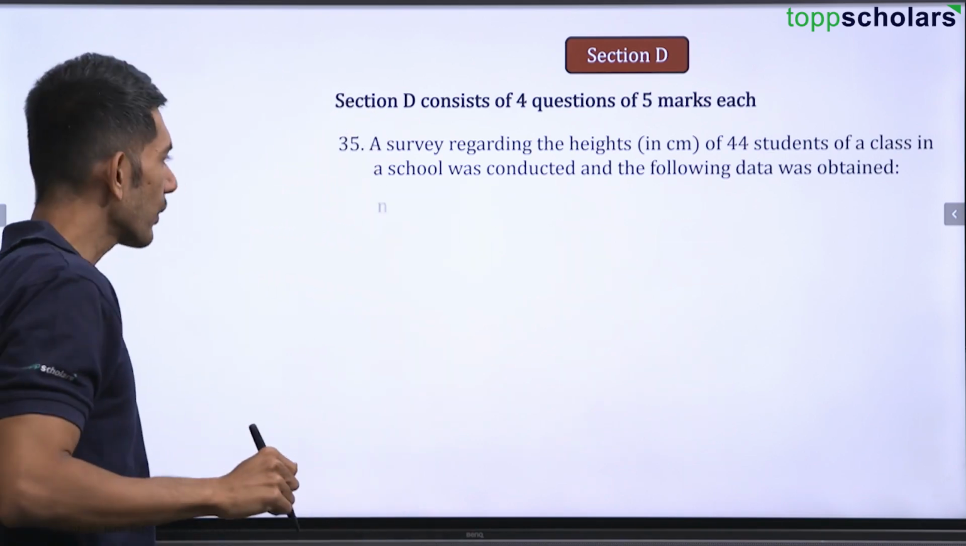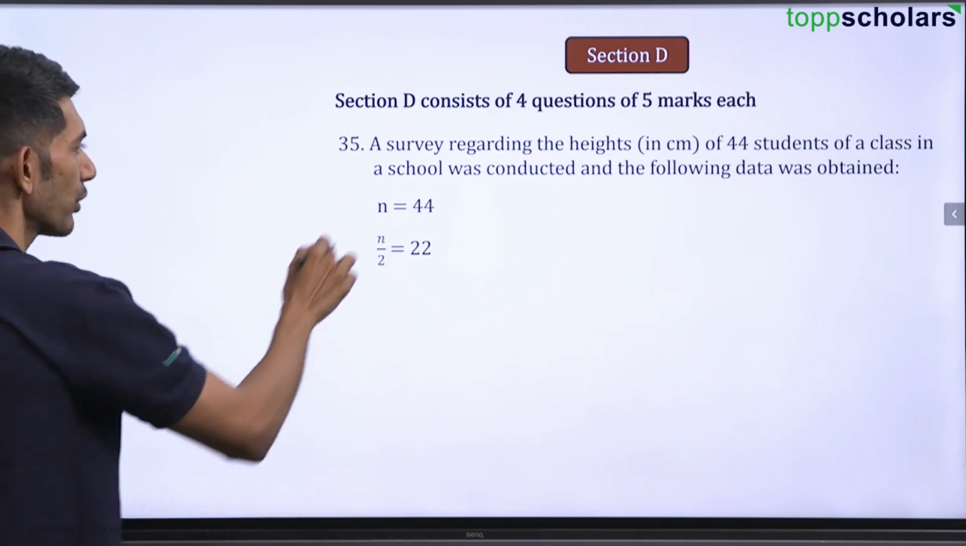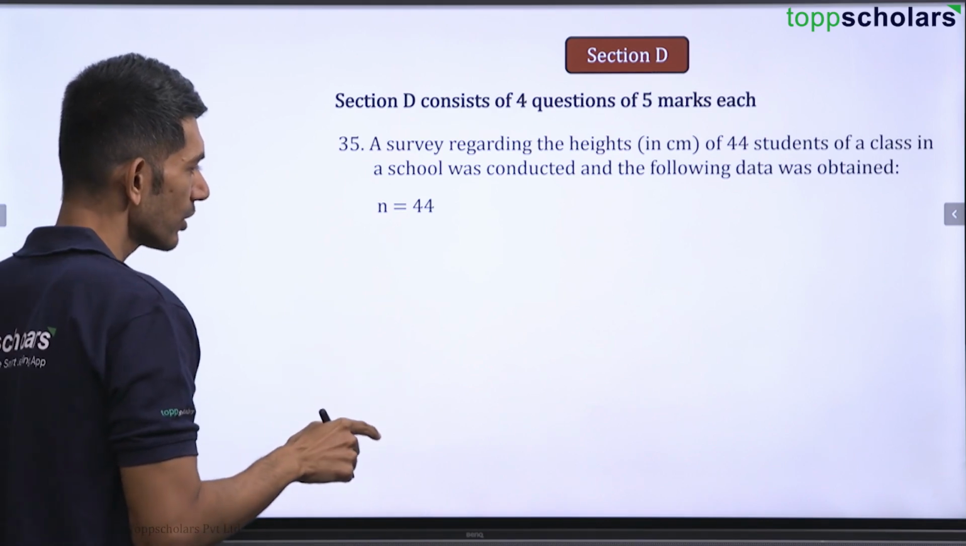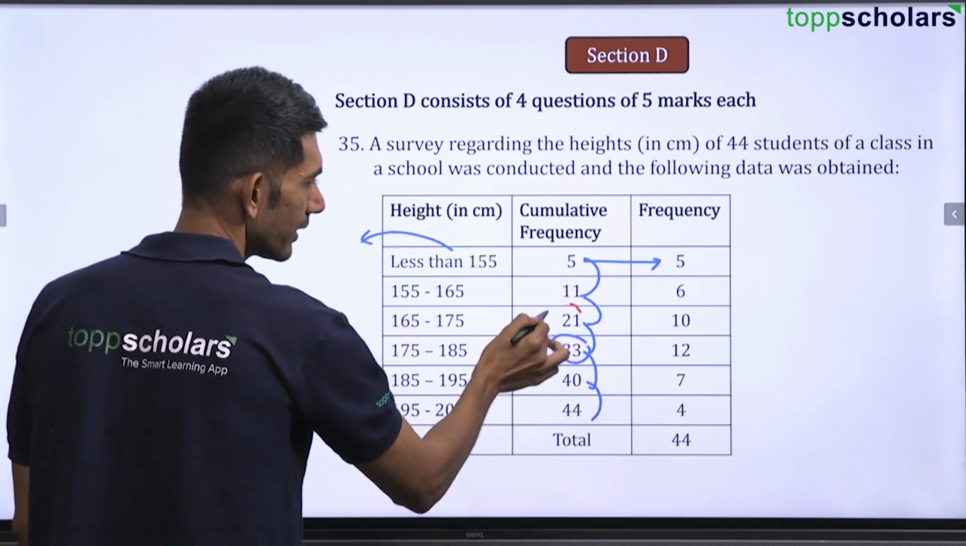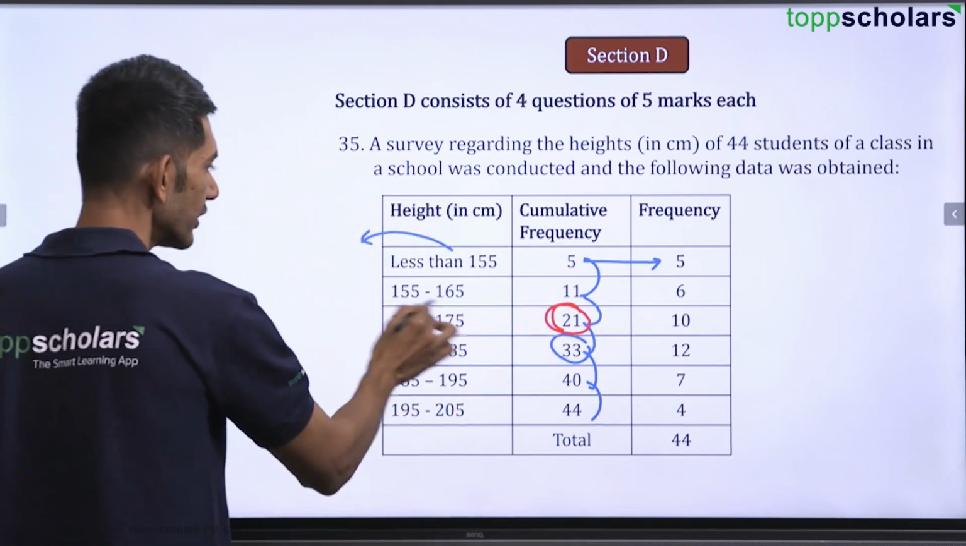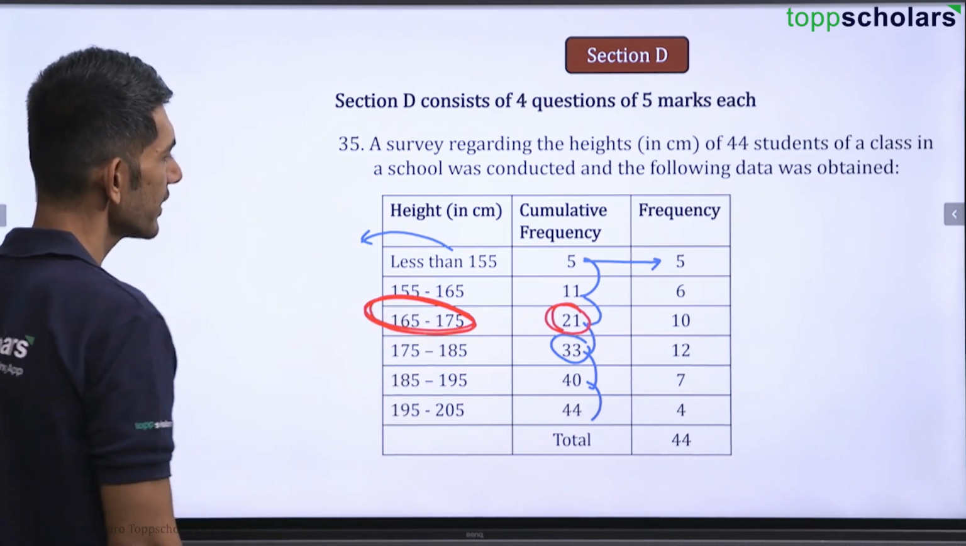Now what you need to find out? You need to find out n by 2. So let us do that. N by 2 is 22 because 44 by 2 is 22. Now 22 is closer, right? 22 is where? Over here. The closest value to 22 is 21. So this is your median class. Correct? That is 165 to 175.